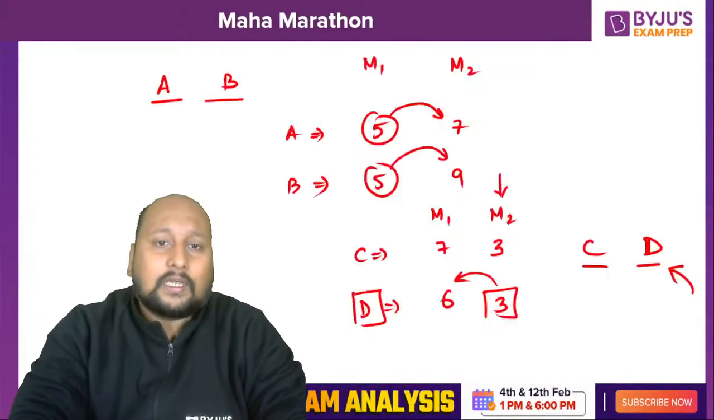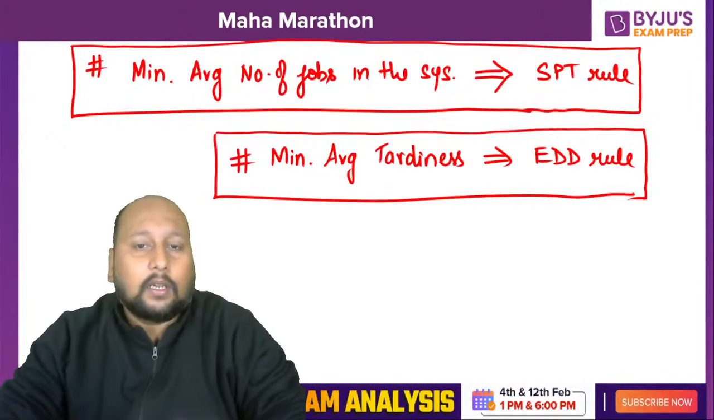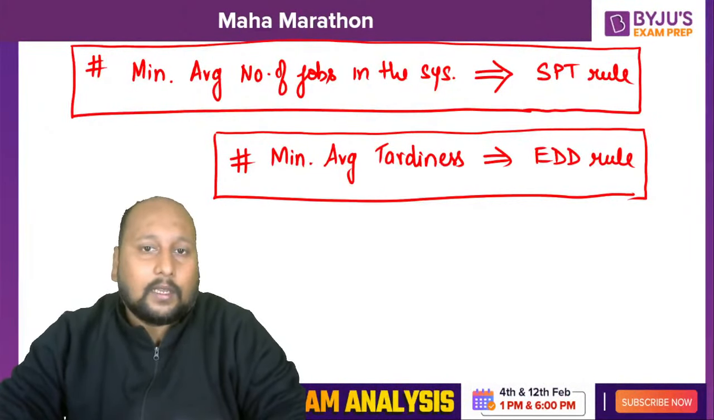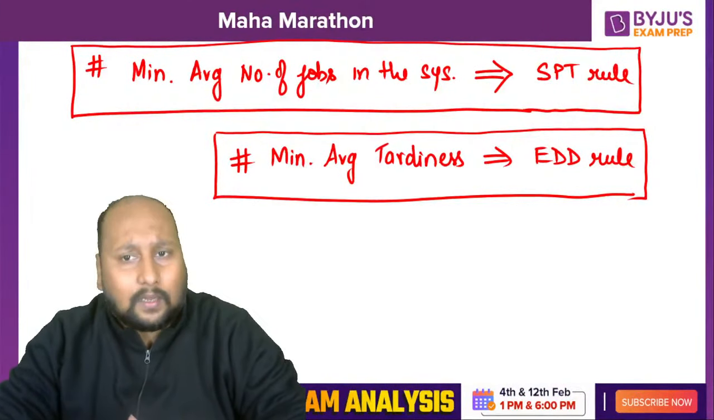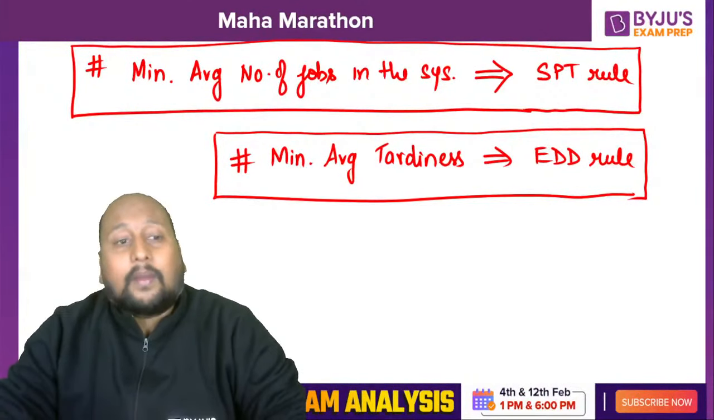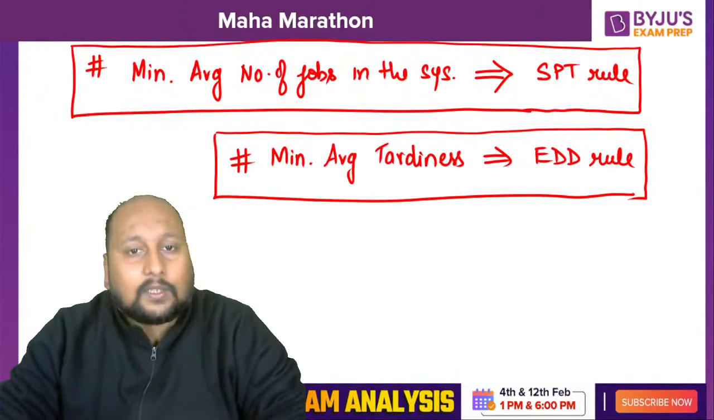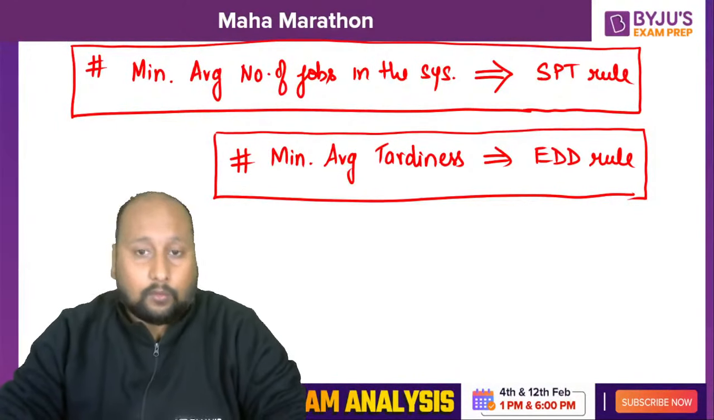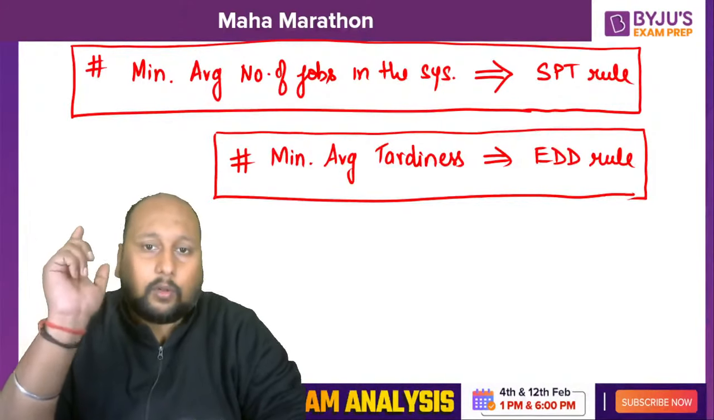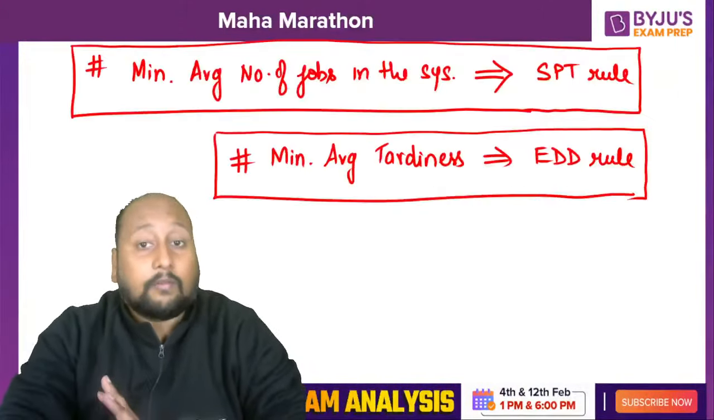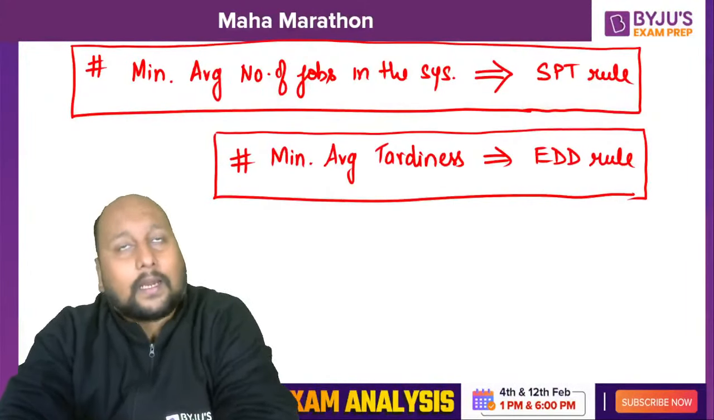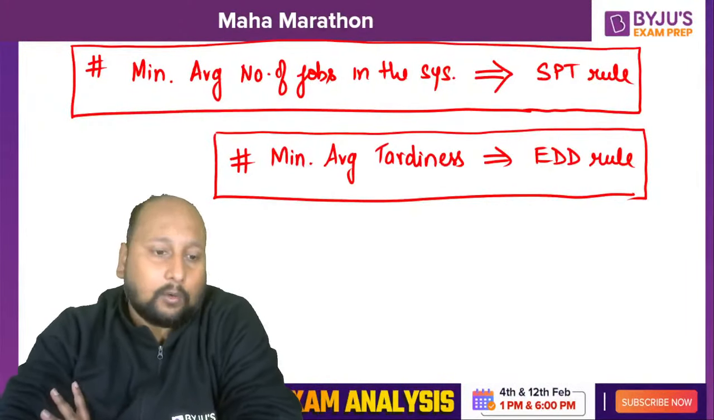This formulation is applicable. If you want to calculate the average tardiness, you can use SPT, you can use EDD, you can use CR, you can use STR. But if you want to calculate the minimum average tardiness, in that case, you have to use the EDD rule. Okay, there are 2 differences. If I want to calculate average tardiness, you can apply any method. But if you want to calculate minimum average tardiness, in that case, you must be using the EDD rule.